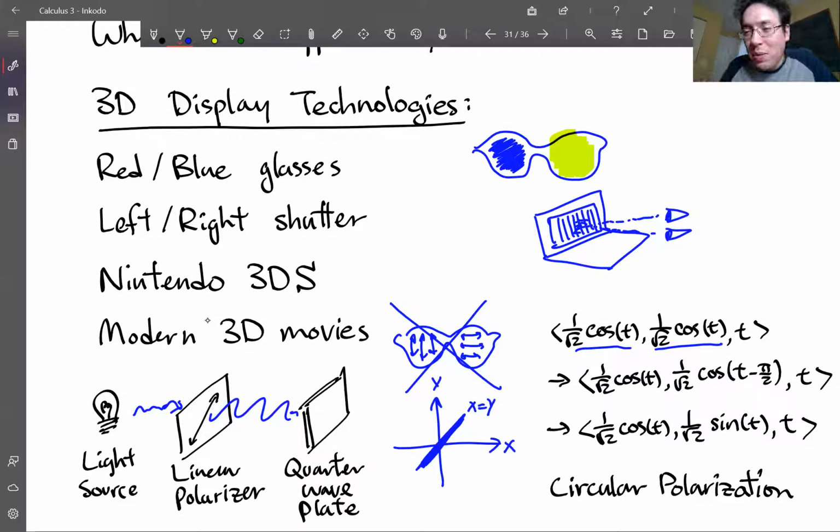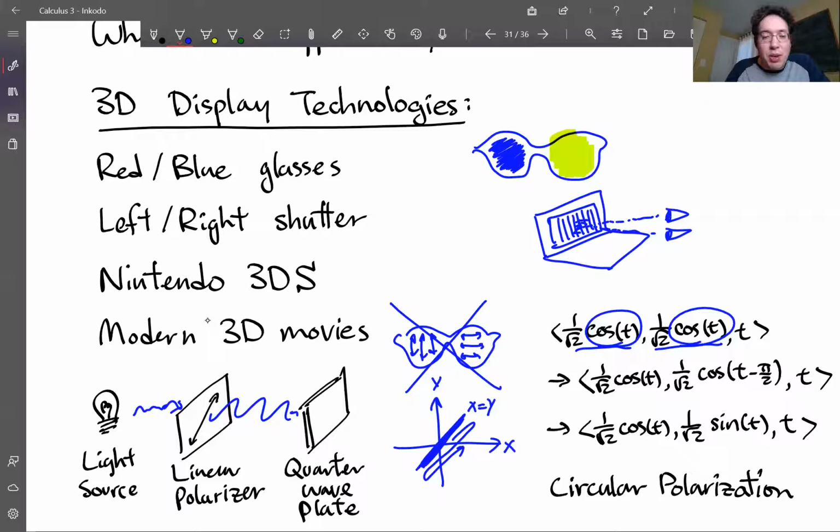Don't worry about the 1 over square root of 2 in front. That needs to be there for technical reasons. But basically, X and Y are both the same cosine wave. They're equal to each other. So the light would go back and forth, kind of going in a wave in this way.